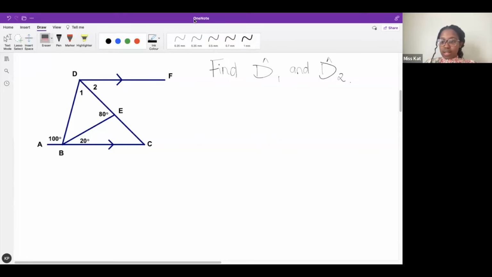Anyone have ideas, guys? We're looking for D1 and D2. Remember, you can use triangles, you can use your lines. As long as you use something, we have parallel lines. What do we know about triangles, guys? There are actually a lot of ways to do this. Does anybody have an idea? Come on, guys, we're very quiet.